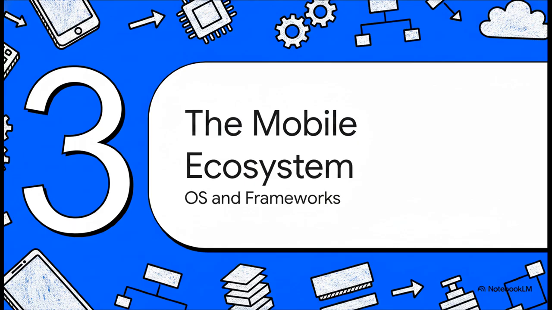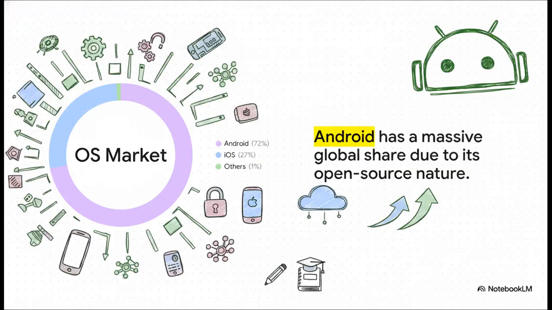Section 3, Decoding the Mobile Ecosystem, Hardware, OS, and Frameworks. Look, the mobile OS market is essentially a duopoly right now. Android commands a massive 72% global market share, primarily because it's open source, meaning literally any manufacturer can run it on their hardware. On the flip side, Apple's iOS sits at about 27%, representing a very strict, closed-source, premium ecosystem. If you get a question on this, be sure to highlight this exact business model difference.